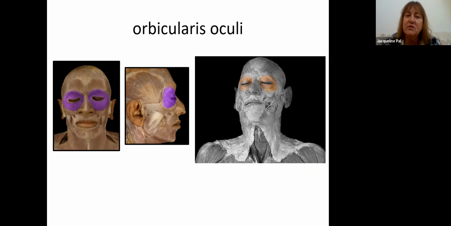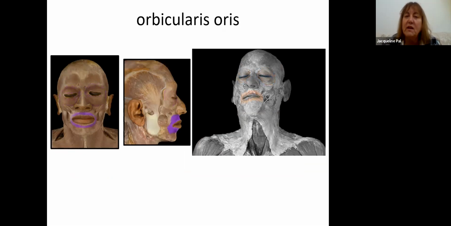And very similar to the orbicularis oculi, we have a muscle that goes around the entire mouth. The root word ora means mouth, so orbicularis oris is this muscle. And so when you shut your mouth, purse your lips, this is your orbicularis oris muscle in action.